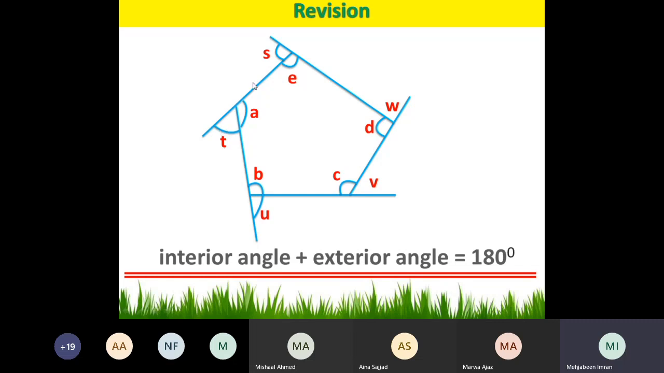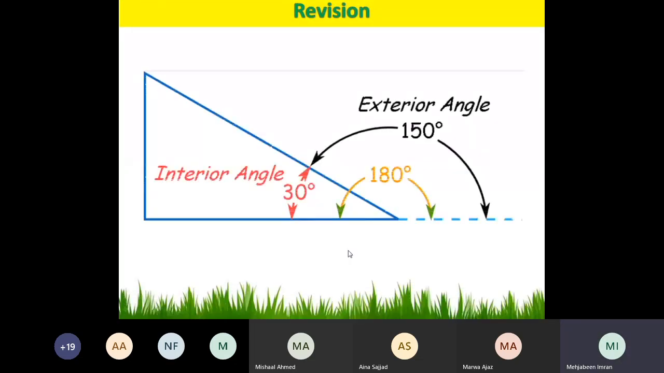And when you add all the exterior angles, they should add up to 360 degrees, because if you join all the parts of exterior angles, they make a circle. So any shape, it can be any shape, but the sum of exterior angles will remain the same. The sum of exterior angles will be 360.